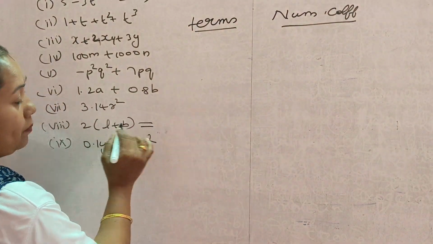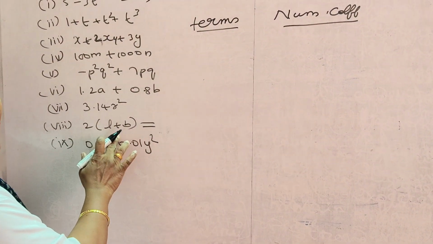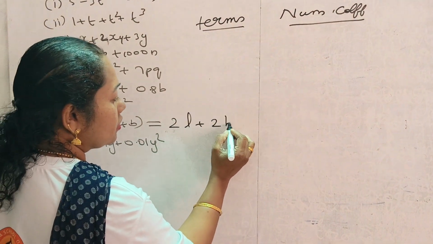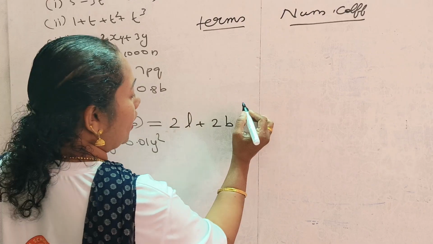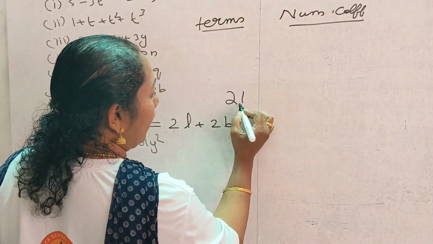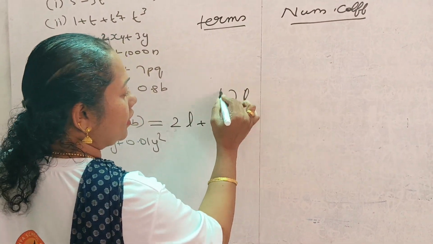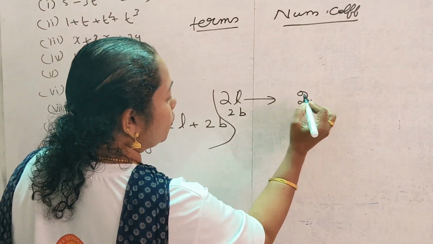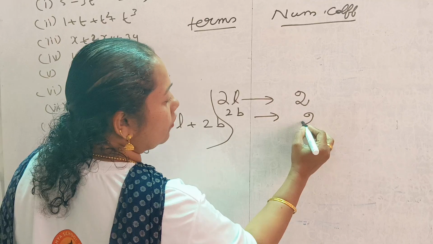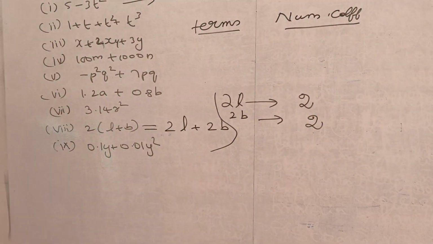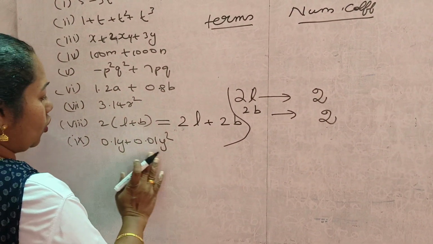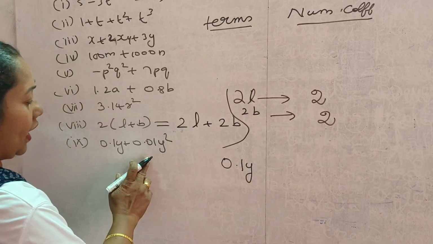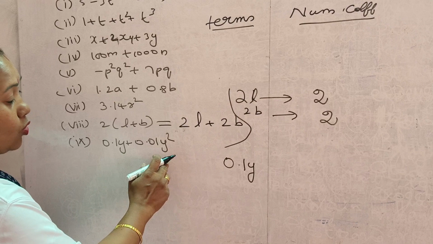Now the next question. 2(L plus B). This 2 is common for L and B, so we have to first multiply this. 2L plus 2B. So the terms are 2L and 2B. In 2L, the numerical coefficient is 2 and in 2B, the numerical coefficient is 2. Okay. And in the next question, 0.1y. The terms are 0.1y and the second term is 0.01y squared.